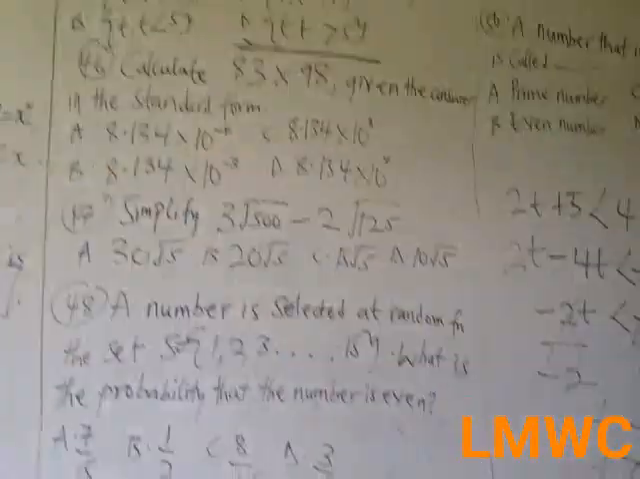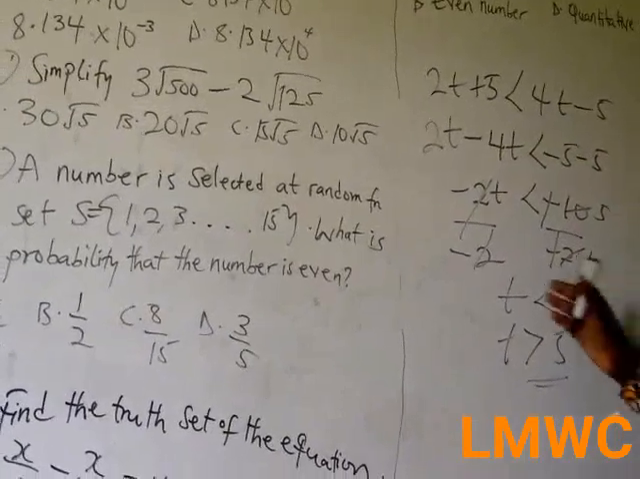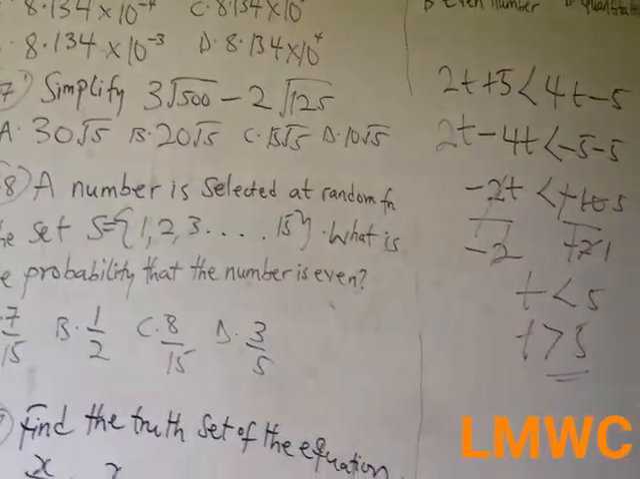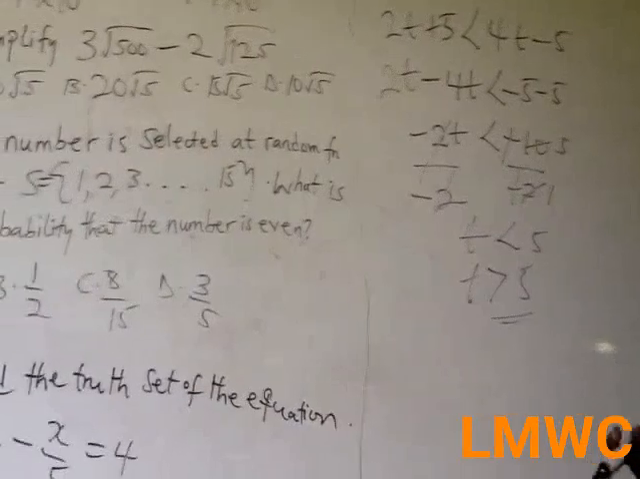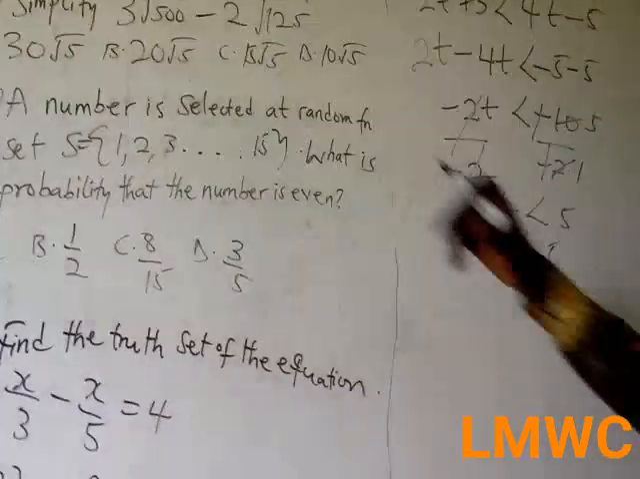Always, if the coefficient of the variable is negative, the symbol will change. If it's greater than or equal to, it changes to less than or equal to.